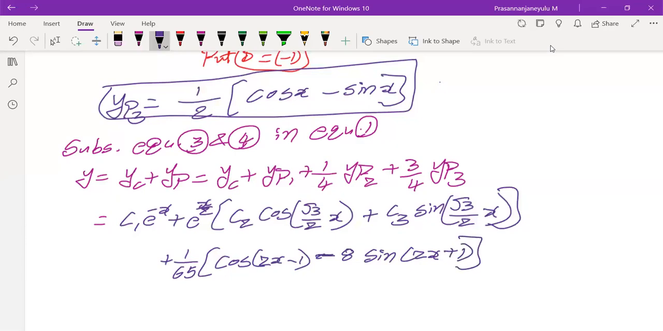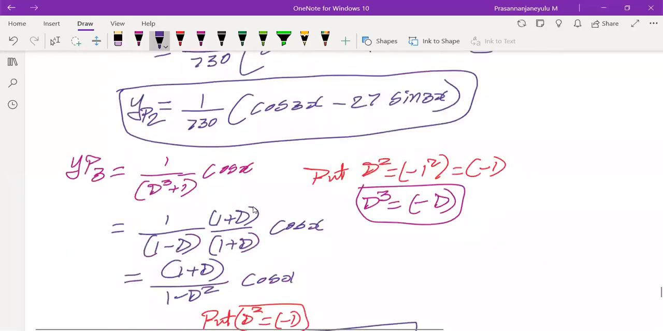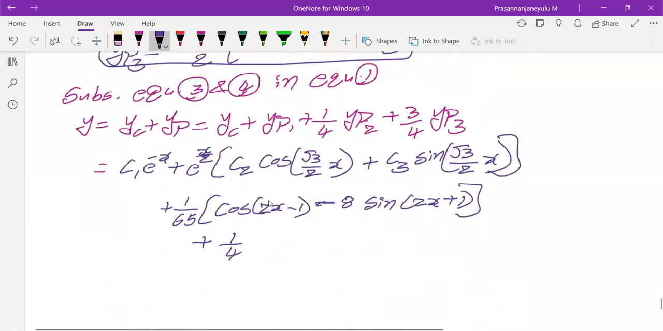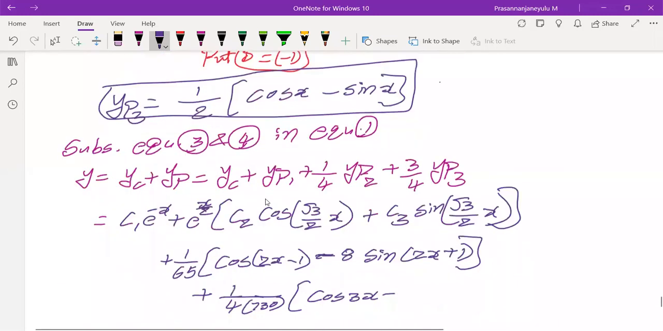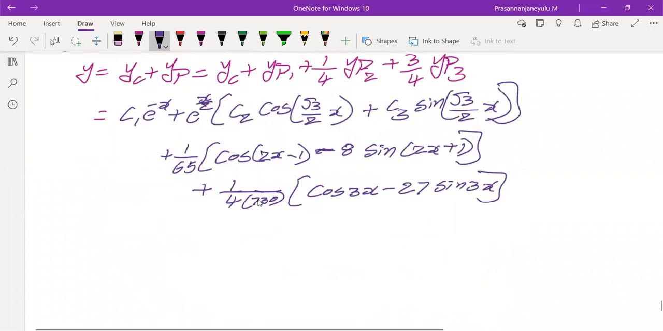This is yp1, plus 1 by 4 into the yp2 value. So yp2 is, we got here, 1 by 730 into cos 3x minus 27 sine 3x. So 1 by 4 into 1 by 730 into cos of 3x minus 27 sine 3x. This is yp2. Then for yp3 it is 3 by 4 into yp3, and yp3 is 1 by 2. So 3 by 4 into 1 by 2 is 3 by 8 into cos x minus sin x.